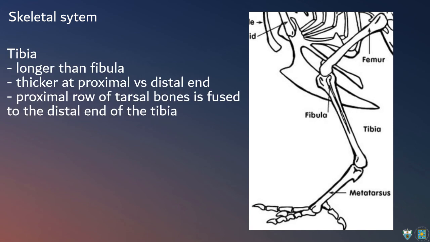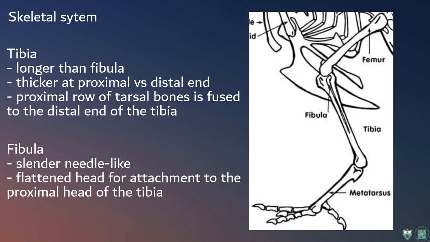The tibia is a much longer bone than the fibula and is much thicker at the proximal end than it is at the distal end. The proximal row of the tarsal bones is fused to the distal end of the tibia. The fibula is greatly reduced compared to other animals and consists of a slender spicule or needle-like, and has a flattened head for attachment to the proximal head of the tibia.